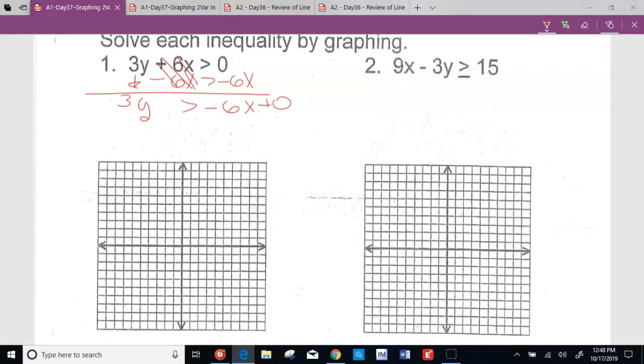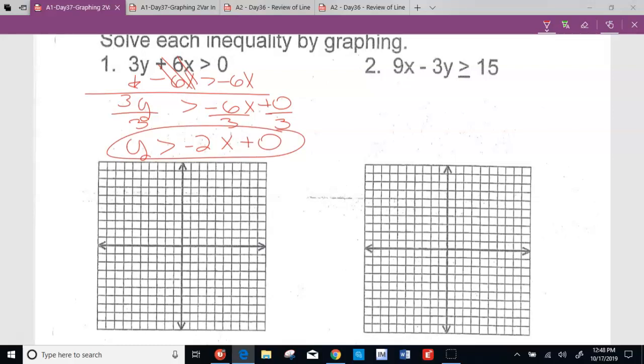I'm doing that because I want to get it into slope-intercept form as close as possible. And even though we could ignore the 0, we'll leave it on just to have a y-intercept in place. Y is still not by itself yet. What do I have to do now? Divide by 3. So every term in this inequality gets divided by positive 3. So our final inequality is y greater than, what's negative 6 divided by a positive 3? Negative 2x, and 0 divided by 3 is 0. So plus 0. Now, could I graph this line?